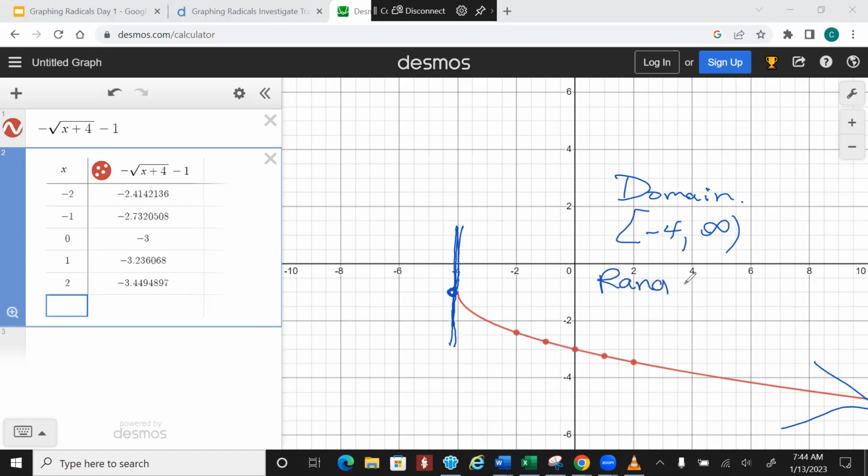For your range, what's my highest y value? Well, my highest y value is going to be this -1, right? Say again? Yeah, you do. You see where the enter button is? It's like 1 button up, 3 buttons to the left. You see it? Okay, so for range, our highest y value is going to be -1, and our lowest y value is going to be -infinity.